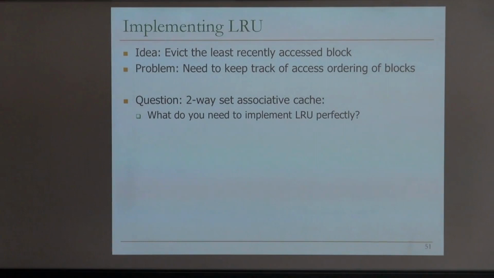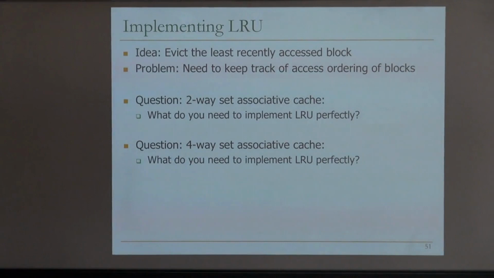That's very simple, clearly. Now, okay, let me ask you this question. What about a four-way associative cache? What do you need to implement LRU perfectly? Okay, I think you raised your hand first. Let's see. 3 bits? Yeah, you need to know which one is 0, 1, 2, and 3. So you need all five. Okay. Do you have a different answer? 4 bits, because there are 12 different orderings. Uh-huh. We need 4 bits too.